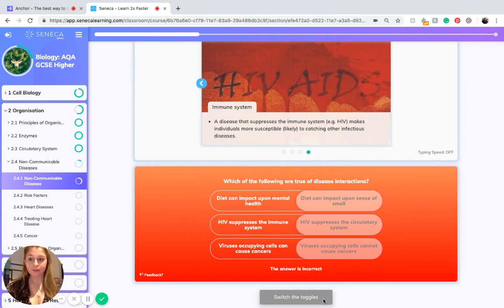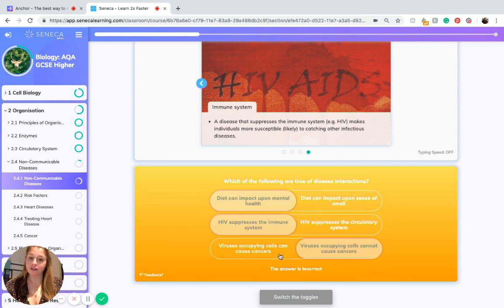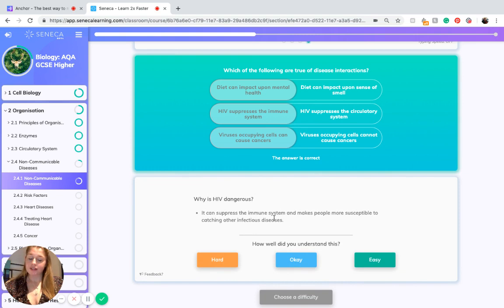So, just to look back on what we've just learned about disease interactions, we know that diet can impact upon mental health, that HIV suppresses the immune system, and that viruses occupying cells can cause cancers. So why is HIV dangerous? As I mentioned before, this is a virus which can contribute to affecting the immune system. This is because it suppresses the immune system, which would then make someone more susceptible to catching other diseases, such as a cold or the flu.